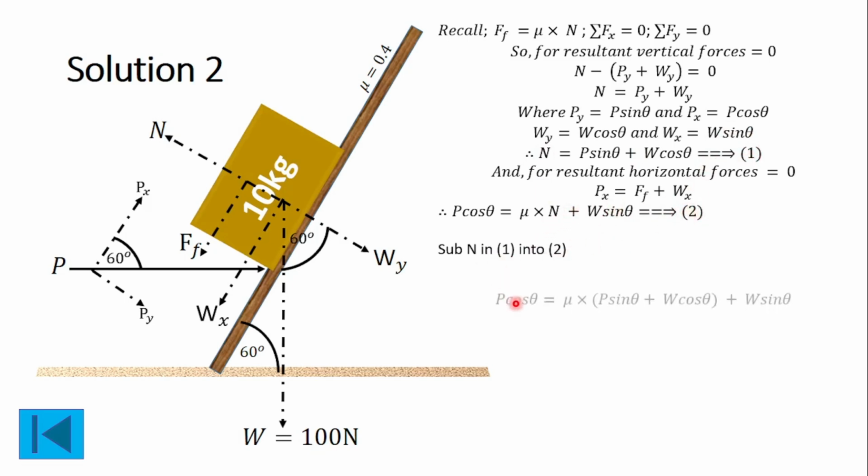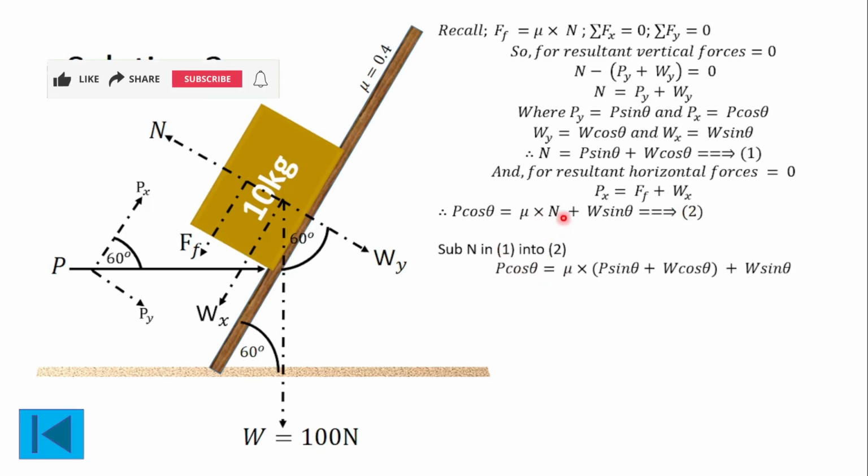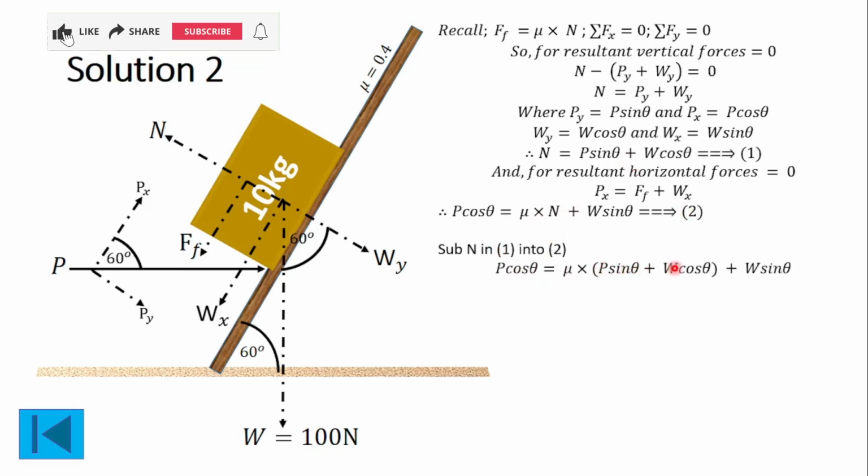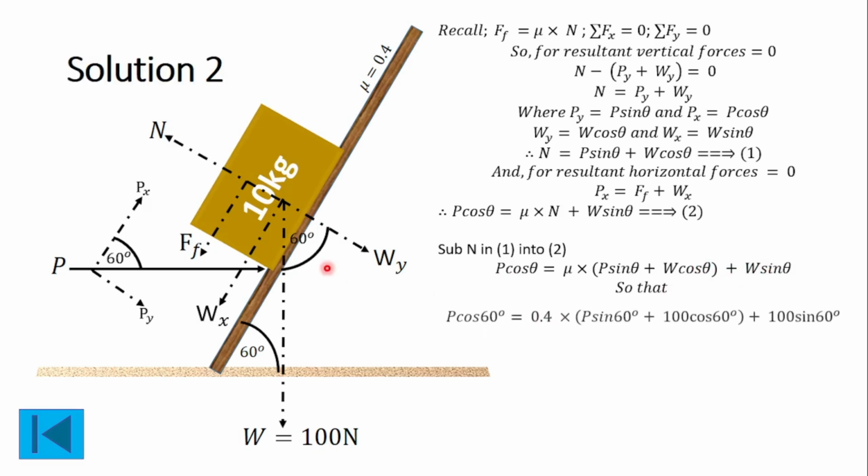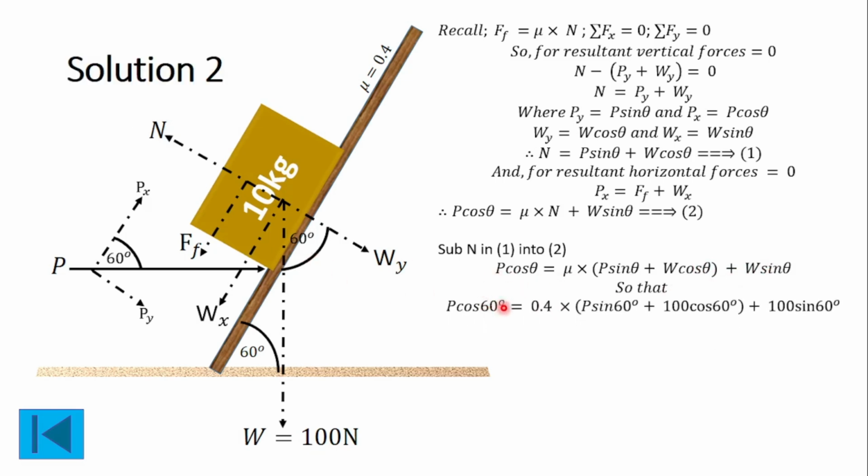So what do we have? P cos theta equals mu n, where n is P sin theta plus W cos theta, everything plus W sin theta. Very good. Now let's input the parameters. The angle theta is 60 degrees. So P cos theta equals 0.4, the coefficient of static friction, times P sin 60 degrees plus 100 cos 60 degrees, close the bracket, plus 100 sin 60 degrees.